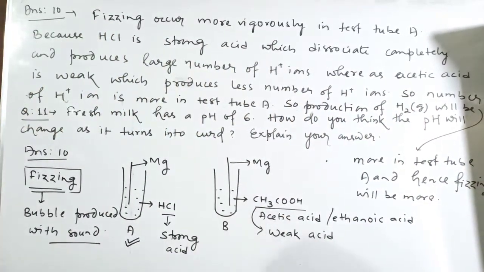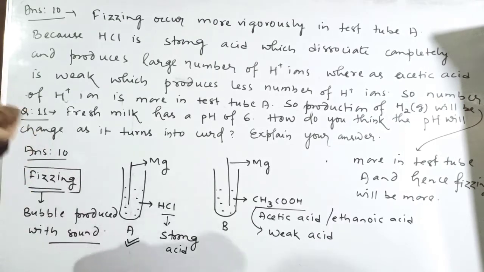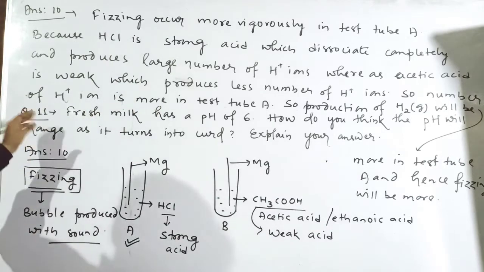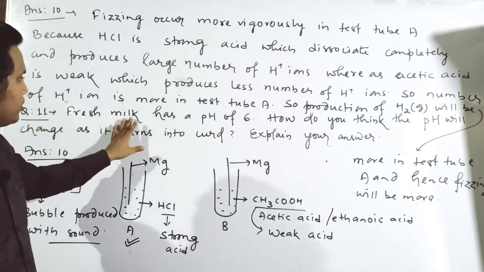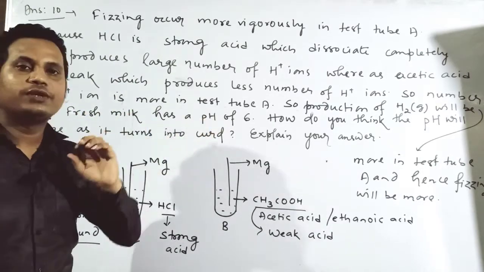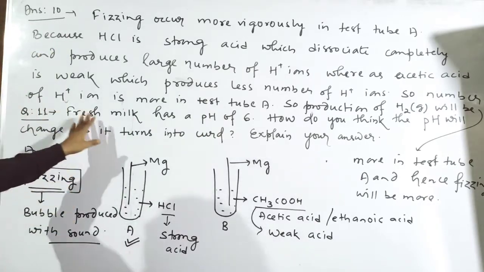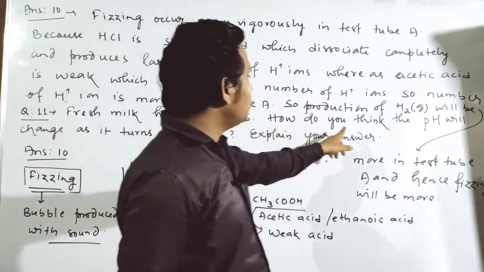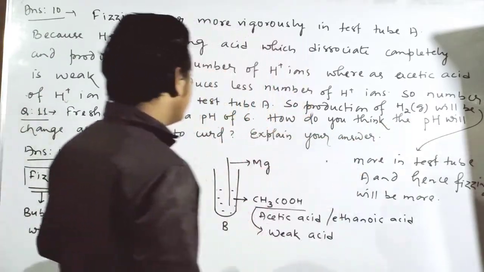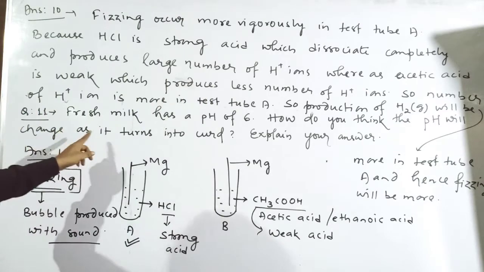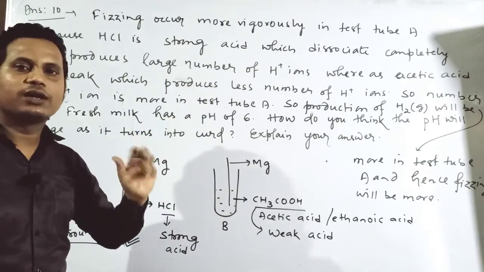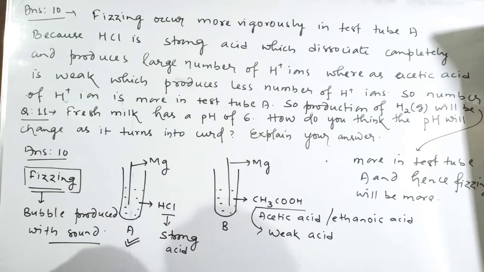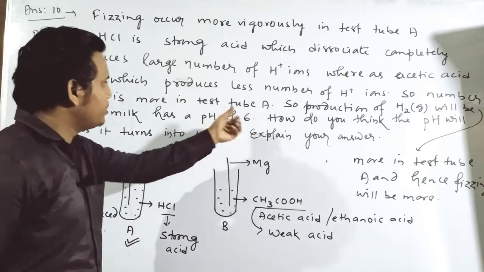Now question number 11. You can write in your own language also. The 11th is: fresh milk has a pH of 6. How do you think the pH will change as it turns into curd? Explain your answer. So you see, fresh milk has a pH of 6.